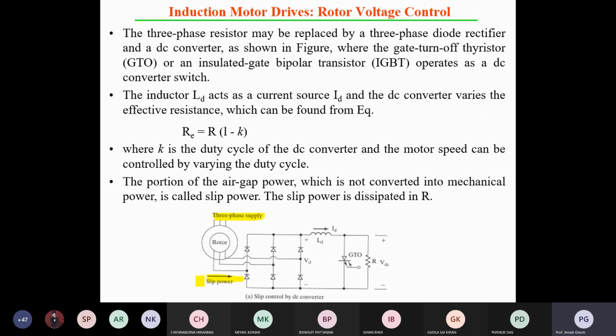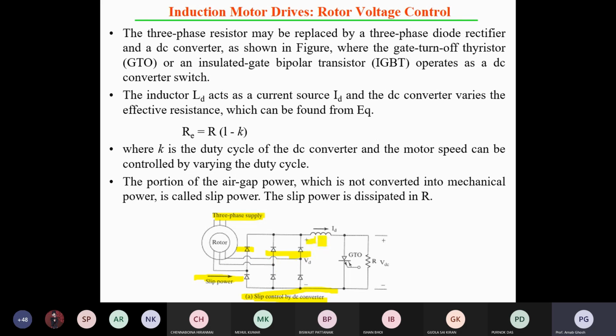and the motor speed can be controlled by varying the duty cycle. The portion of the air gap power which is not converted into mechanical power is called the slip power. You are getting it from the slip, so that's why it is known as the slip power recovery method.